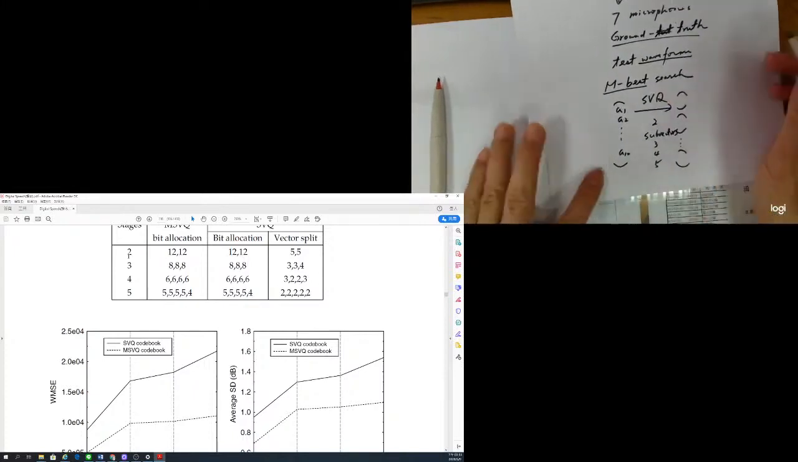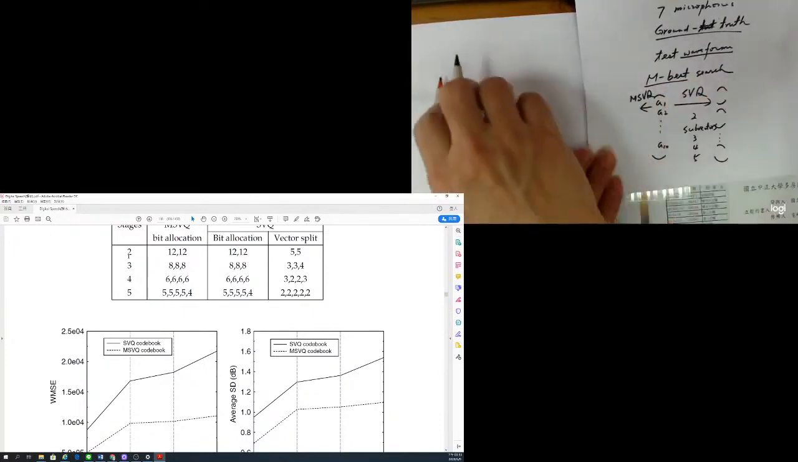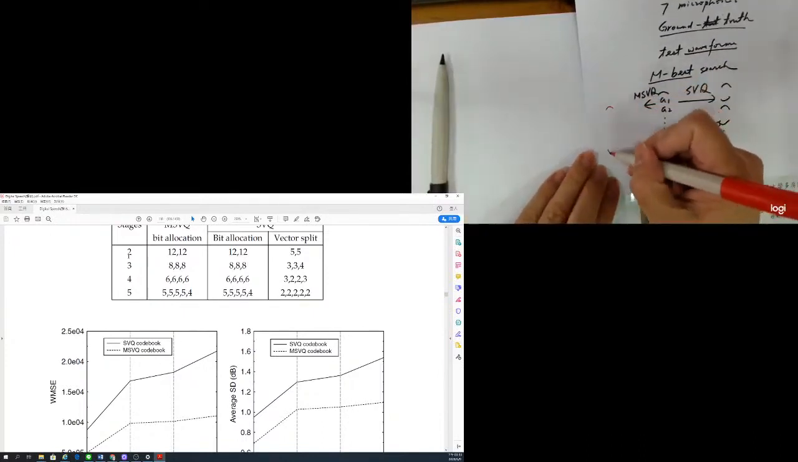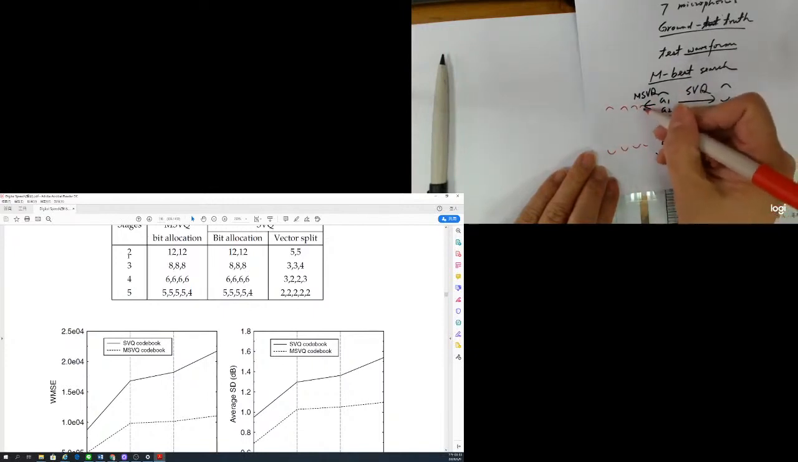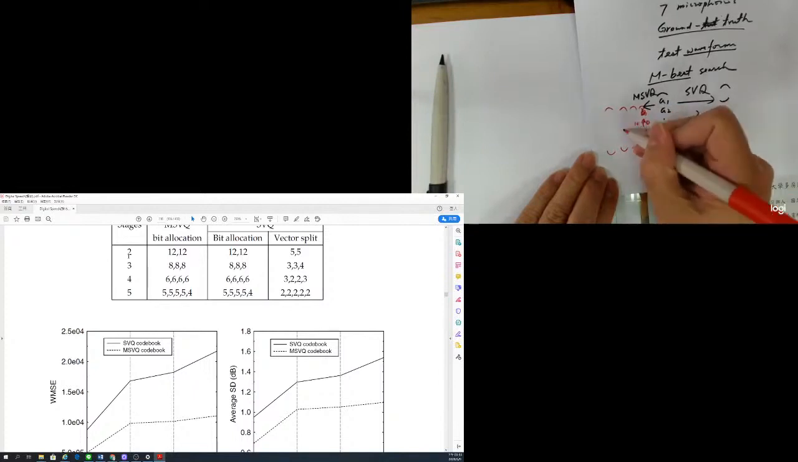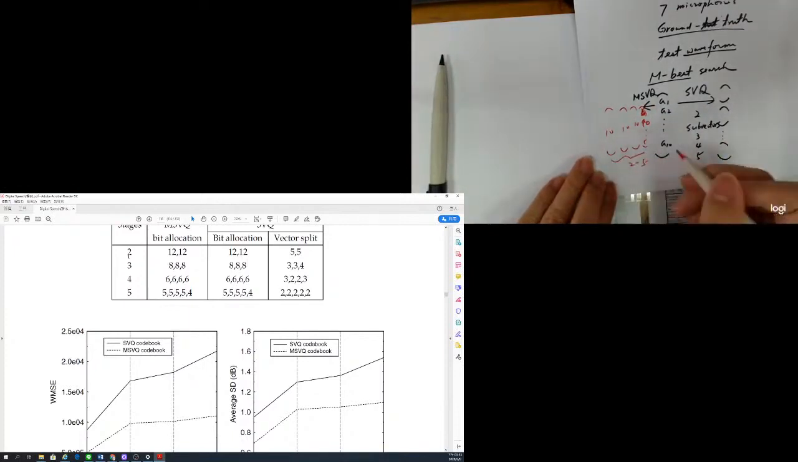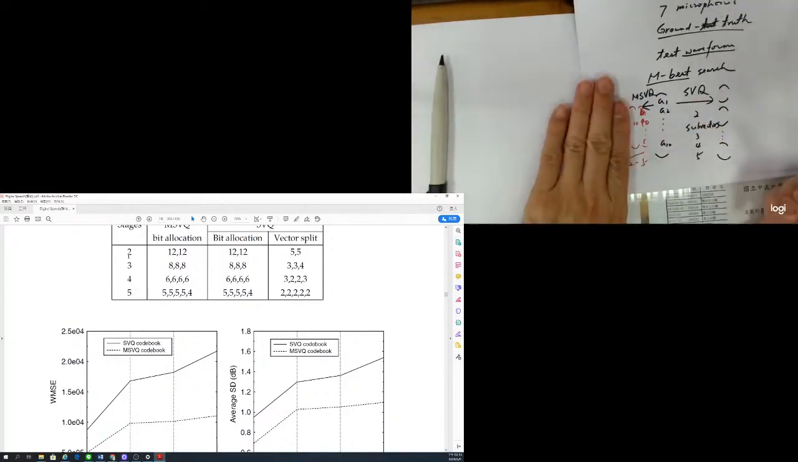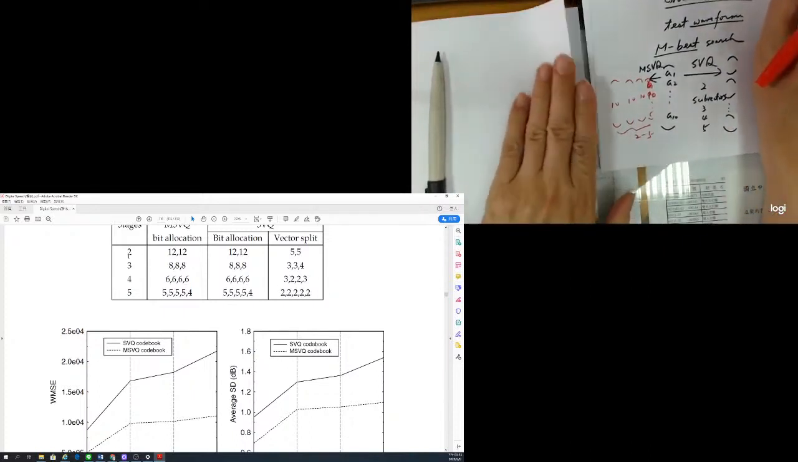For multiple stage vector quantization, they consider how many stages of quantization we have. Each stage will consider the whole vector, so this one will be 10, 10, 10, 10, depending on how many stages you are using, from 2 to 5: 2 stages, 3 stages, 4 stages, or 5 stages.